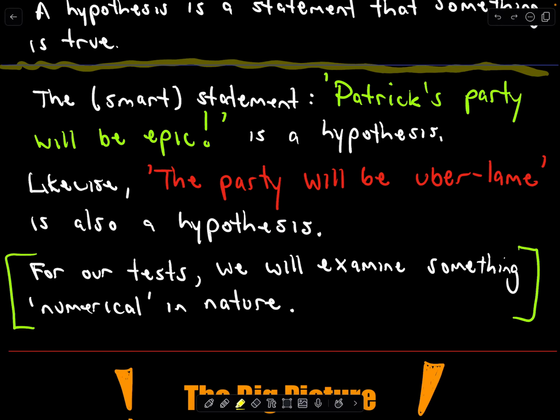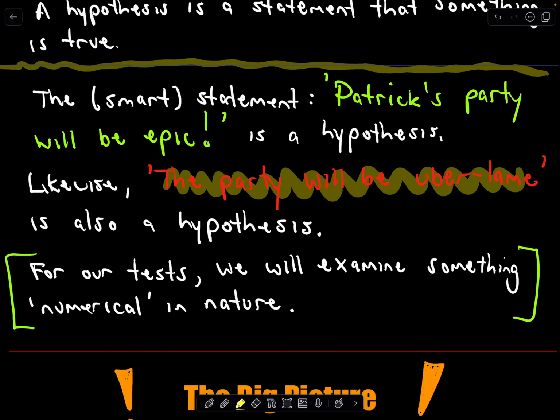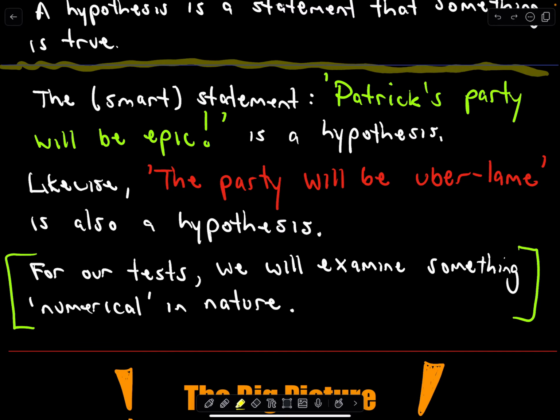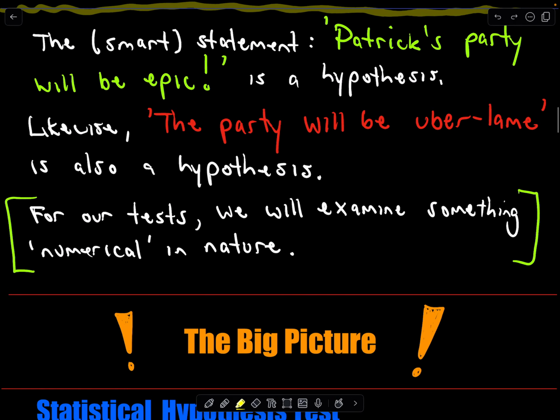So that is a hypothesis. And we could come up with the other one. We'll say, that party's going to be uber lame. It's going to be a total dud. And suppose it's one or the other. So either my party is going to be the best ever. It's going to be great. You're going to have a wonderful time. Or it's going to be totally miserable. One or the other. Now, okay, so here we're just introducing the ideas.